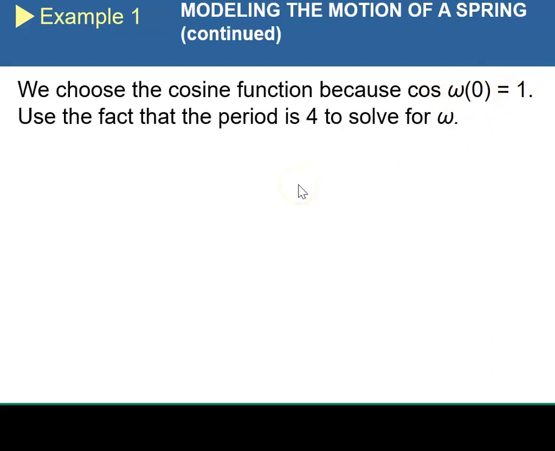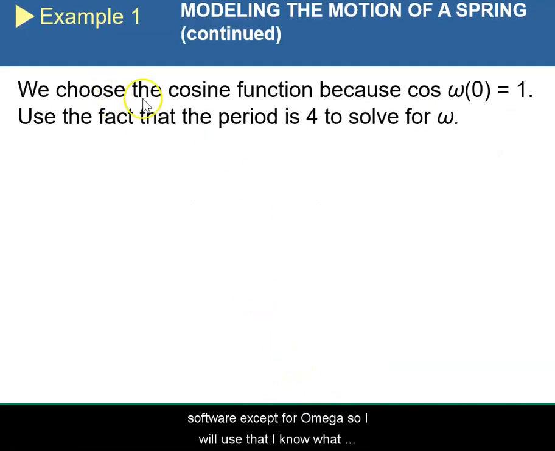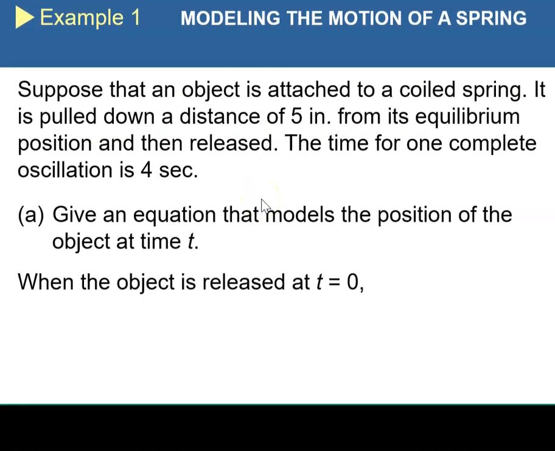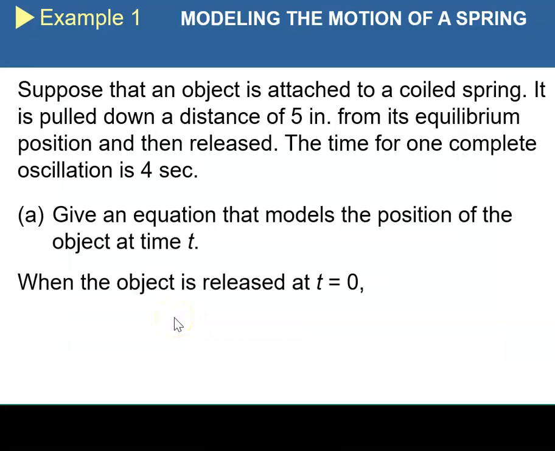Okay. So we use the fact that the period is 4 to solve for my value of omega, right? Because now I have basically everything solved for except for omega. So I will use what I know the period is with my formula for the period, right? So 2 pi over omega will be 4. The only unknown value will be omega, right? So you multiply by omega, divide by 4, we will have 1/2 pi.